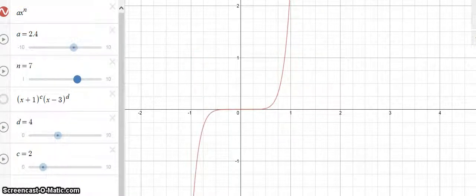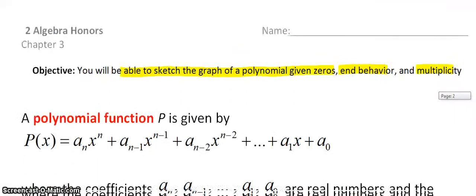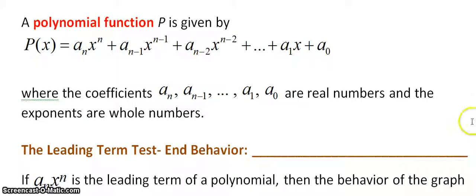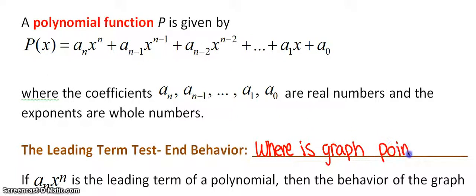So hopefully by exploring this, you've looked at some patterns, and these patterns are called end behavior, or will help us sketch the end behavior of the graph. End behavior is just really what's going on at the ends of your function. This isn't really a precise definition, but it's easy to understand. So where is your graph pointing at the ends? That's the easy way to say it, at least.